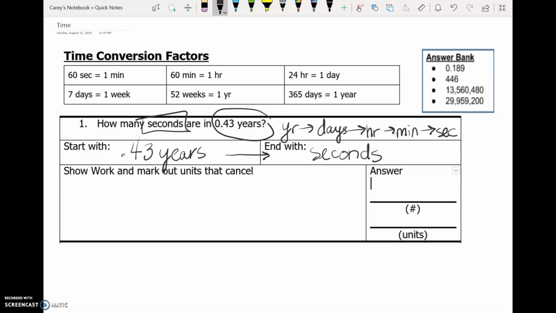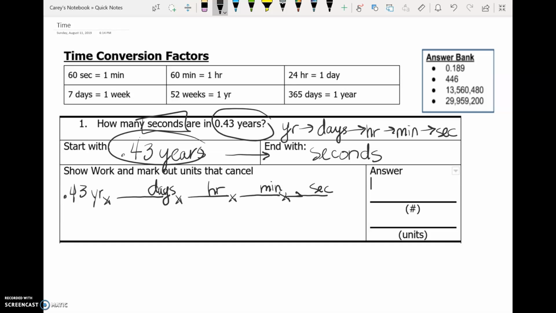So we're going to set up our problem starting with what we're given. We've got 0.43 years. And then I just want you to write out your path first. So we'll have days next, and then hours, minutes, and seconds.